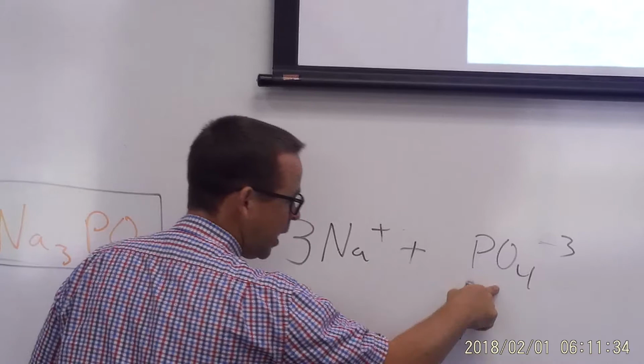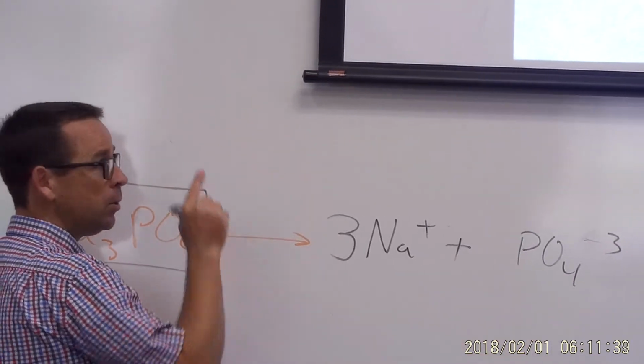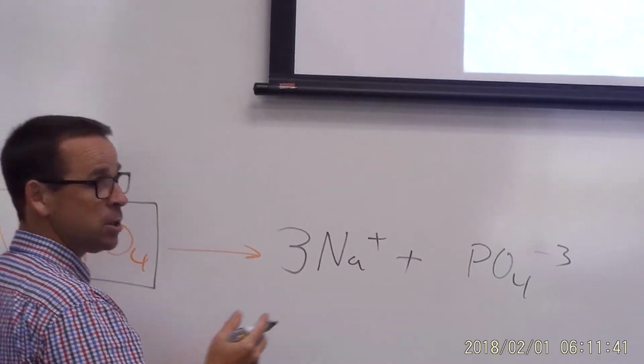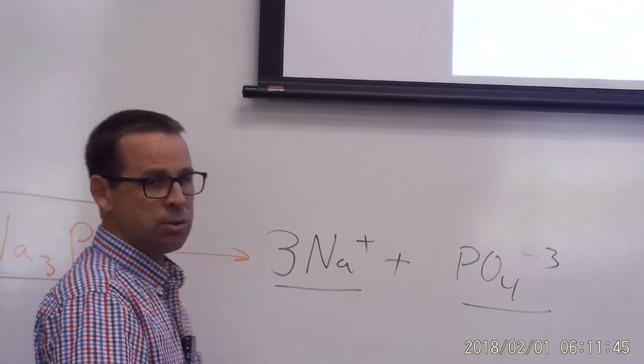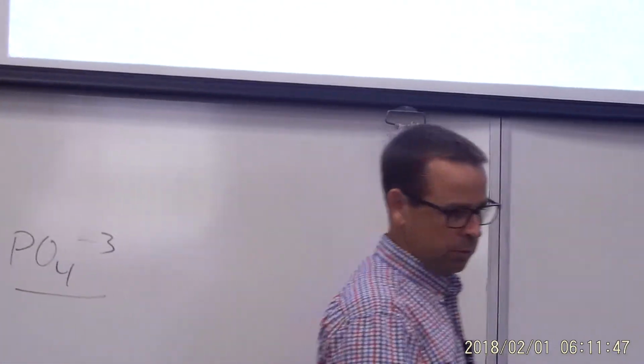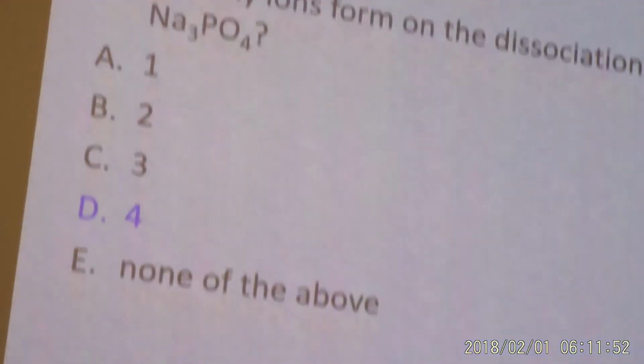We just identified the kinds, and then we used the numbers to identify how many. And now, which is this question, how many ions do we get? Well, we get 3 here and 1 there. So the answer is what? 4. 4 ions upon the dissociation of one of these units. Got it? Excellent.